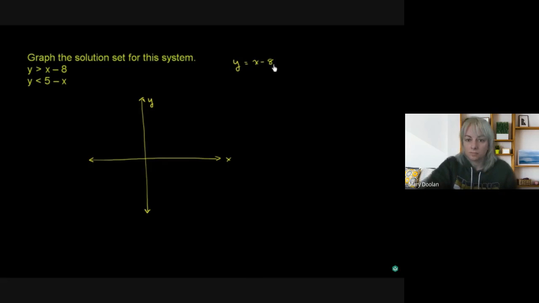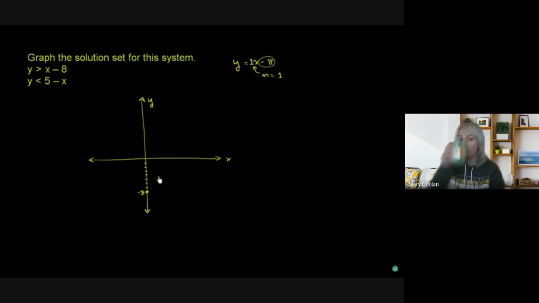So the y-intercept here is negative 8. When x is 0, y is going to be negative 8. So just go negative 1, negative 2, 3, 4, 5, 6, 7, 8. So that is negative 8. So the point 0, negative 8 is on the line. And then it has a slope of 1. You don't see it right there, but I could write it as 1x. So the slope here is going to be 1.